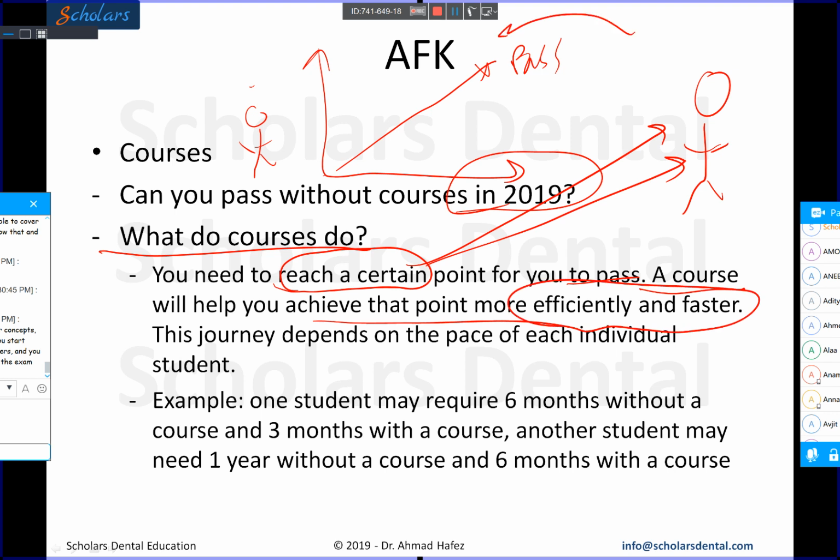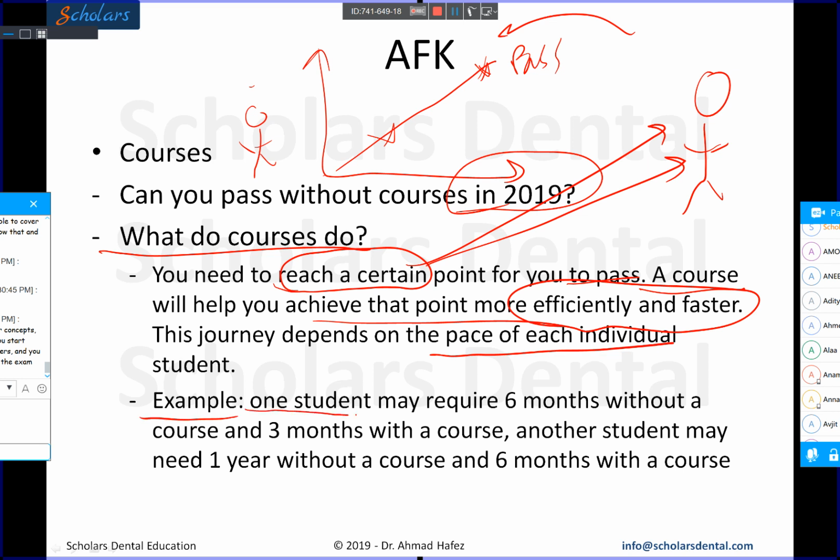We can't change this point for you. We can't make it so that you need less to pass. No, you're going to need a certain point of knowledge and experience to pass. What we can do is make it faster for you. We can't change it, okay? And this depends on the pace of each student. I'm going to give you an example.